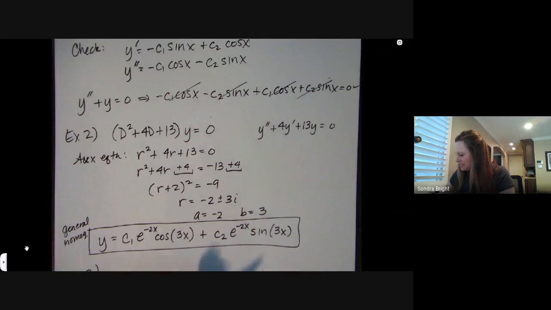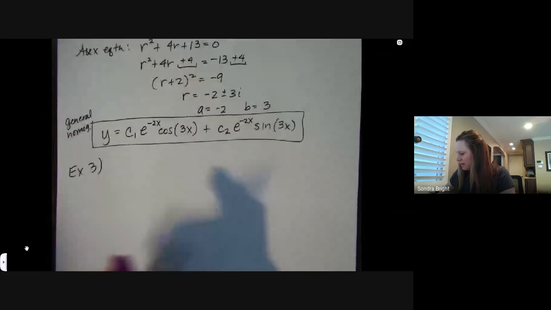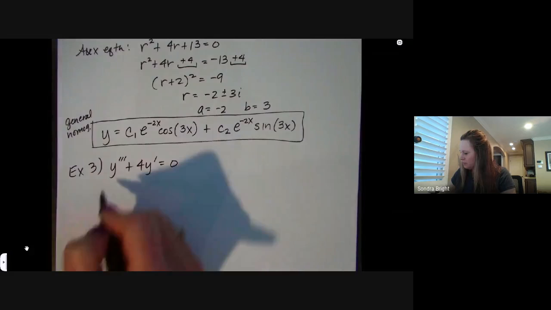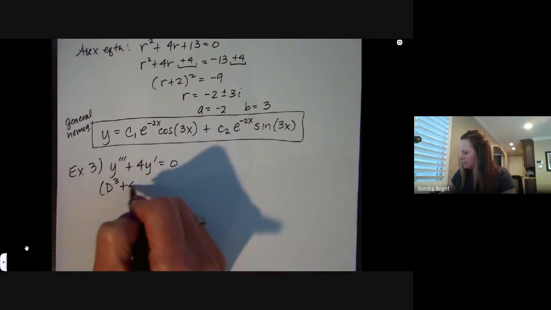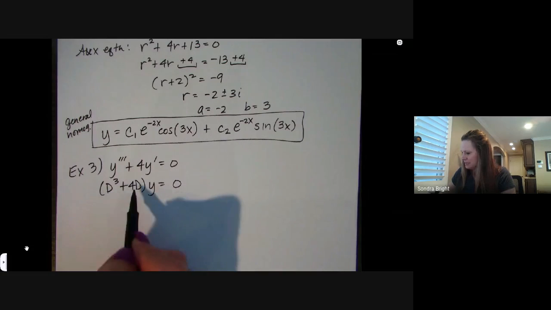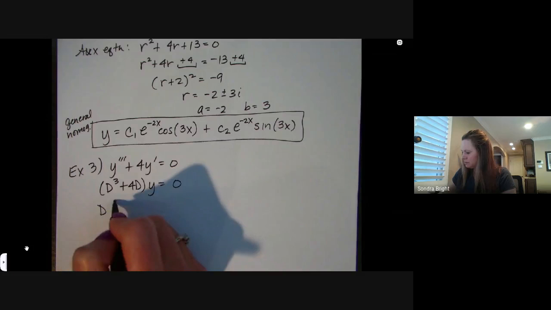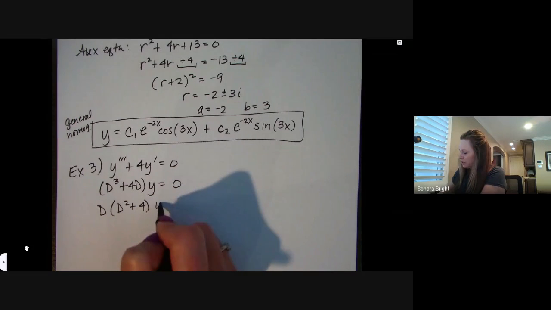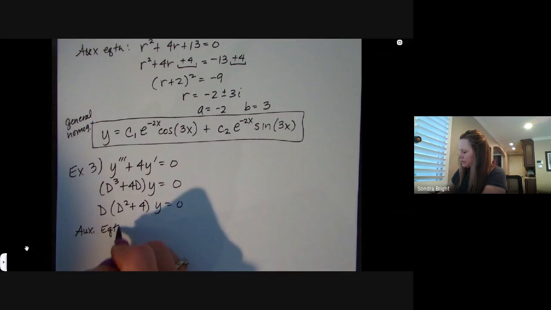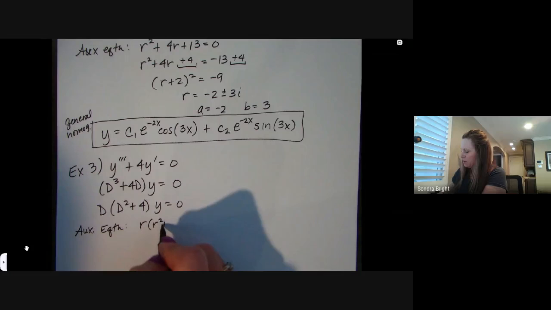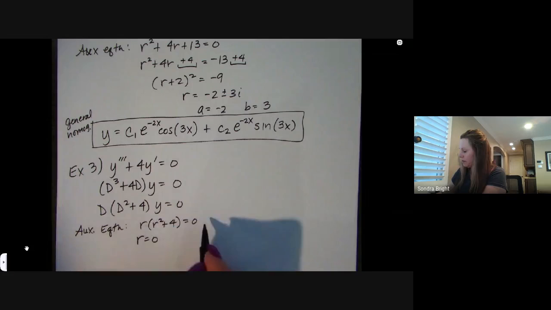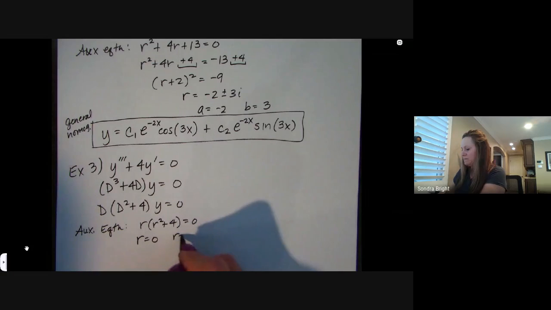Okay, let's do one last example. Third derivative plus 4 times the first derivative is equal to 0. I'm going to change this to D cubed plus 4D operating on y. There's a D in common, so D times (D squared plus 4). So this auxiliary equation would be r times (r squared plus 4) equals 0, which means r is equal to 0. Don't forget about that guy. r must equal 0, or r squared plus 4 equals 0, but that gives me plus or minus 2i.